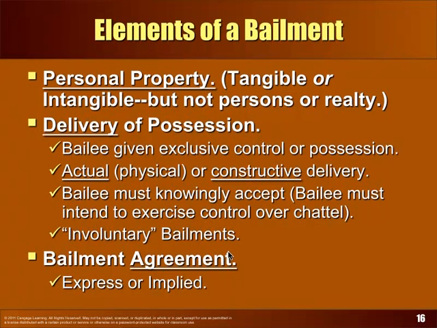So, here are the elements of a bailment. Much like there were elements of a gift, there are elements of a bailment. It has to be personal property. However, that personal property could be tangible or intangible. Stock certificate, coat. A stock certificate has physical existence, but it certifies something else that's intangible. So you need it to be personal property.